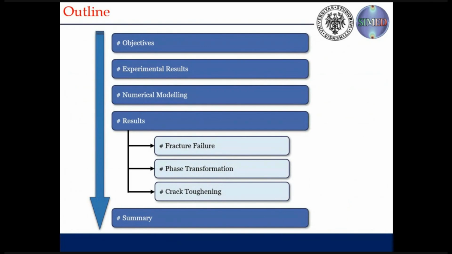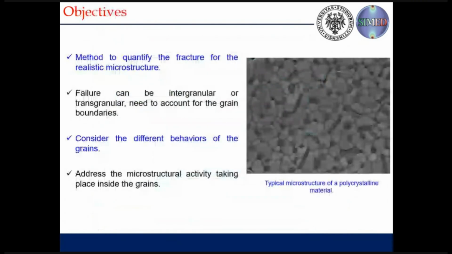The outline of my research is, first I will talk about the objectives of the research, then the experimental results that we have that is performed by our research partners, then the numerical modeling, and some results, and I will summarize the results at the last.